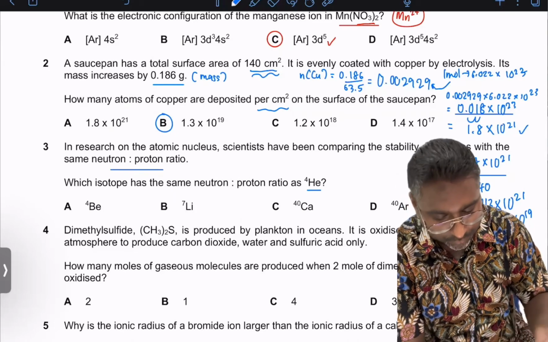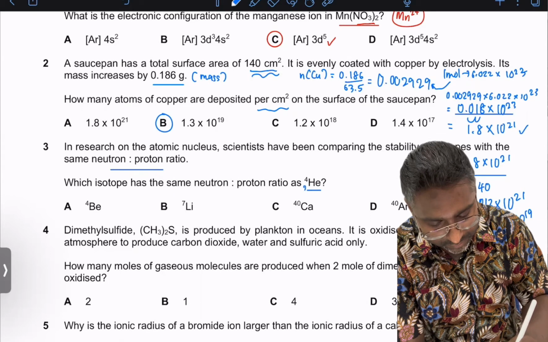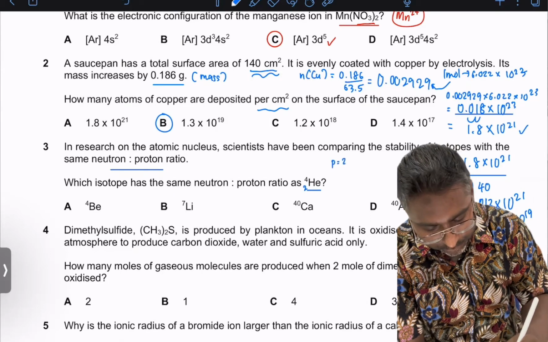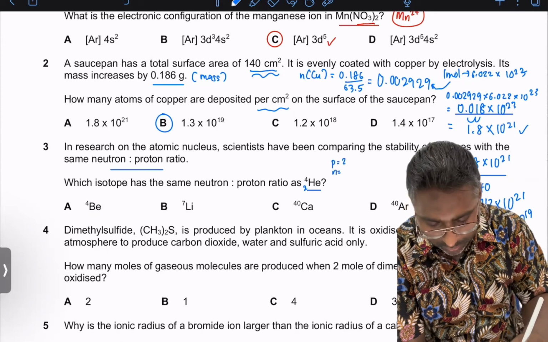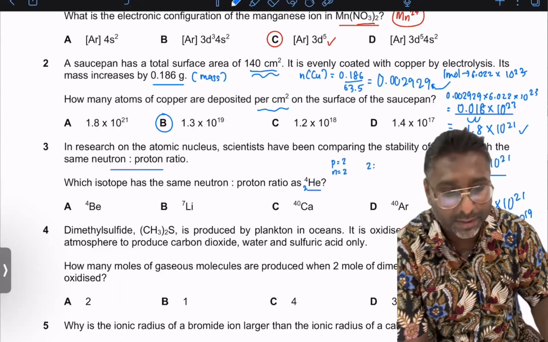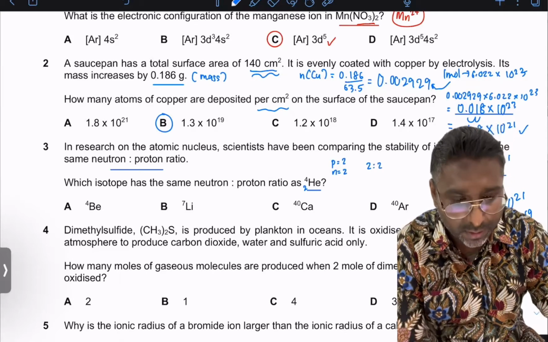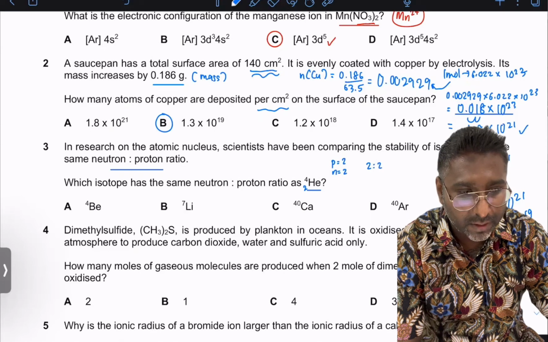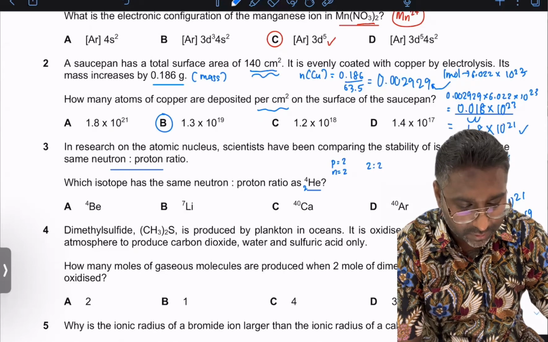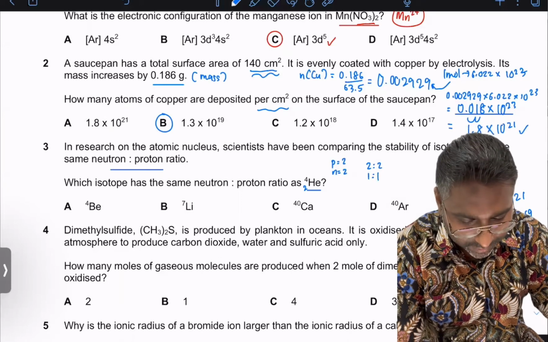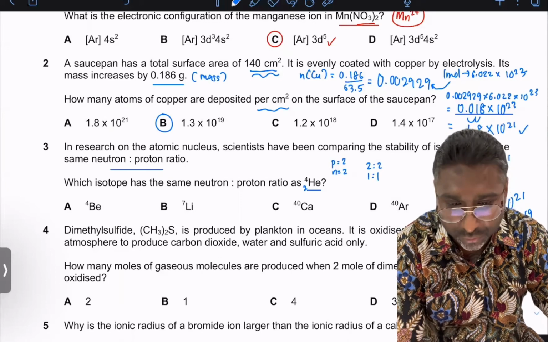Helium is 4, and you can see the number of protons for helium is 2, and neutrons is 4 minus 2, so it's going to be 2. So neutron to proton is 2 to 2, which means 1 to 1. The ratio is 1 to 1. So what we need to do here is find out which one will give you the ratio of 1 to 1. That is very, very important now.